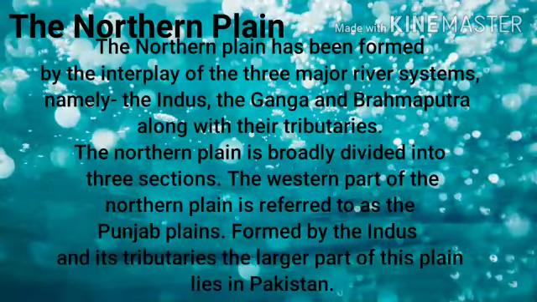The Northern Plain. The northern plain has been formed by the interplay of the three major river systems, namely the Indus, the Ganga, and the Brahmaputra, along with their tributaries. The northern plain is broadly divided into three sections. The western part is referred to as Punjab Plains, formed by the Indus.